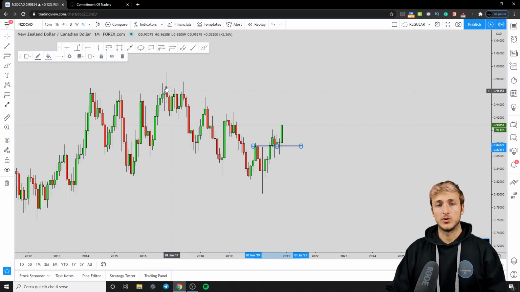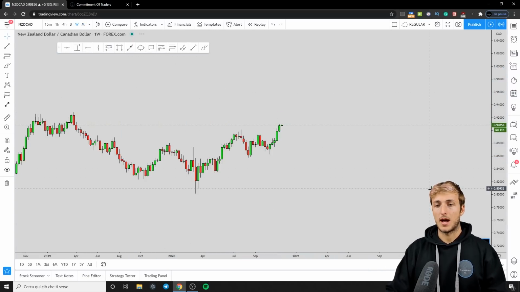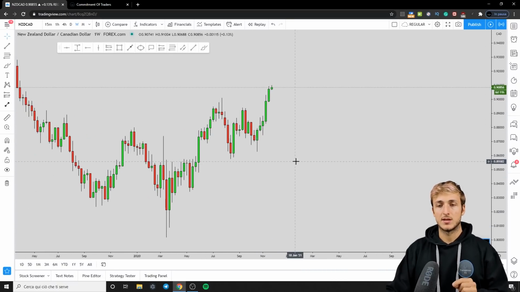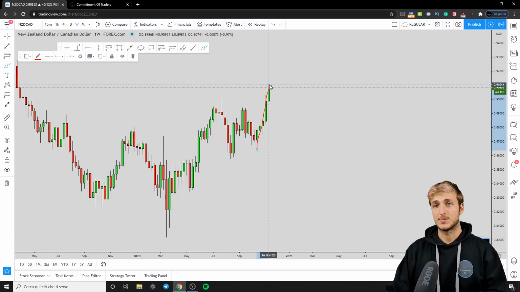Perfect. Let's go down on the weekly and see what we have from a weekly perspective. Now here on the weekly, what we can see is that, first of all, we have a market which has now provided a very strong impulse to the upside, and in providing this impulse, we can also see that the market has created this overextended W formation.